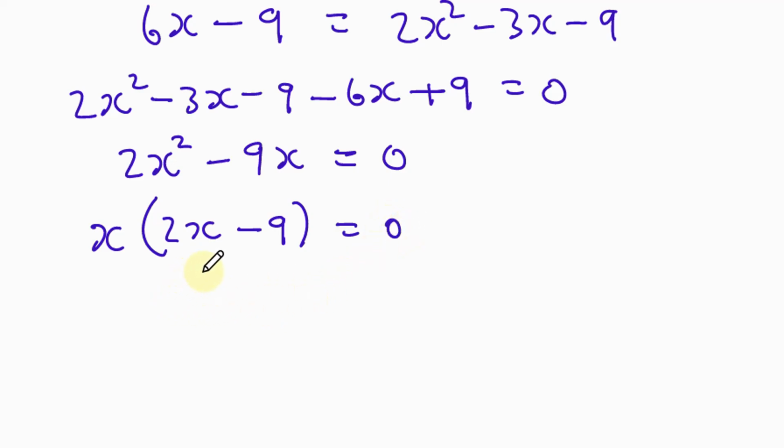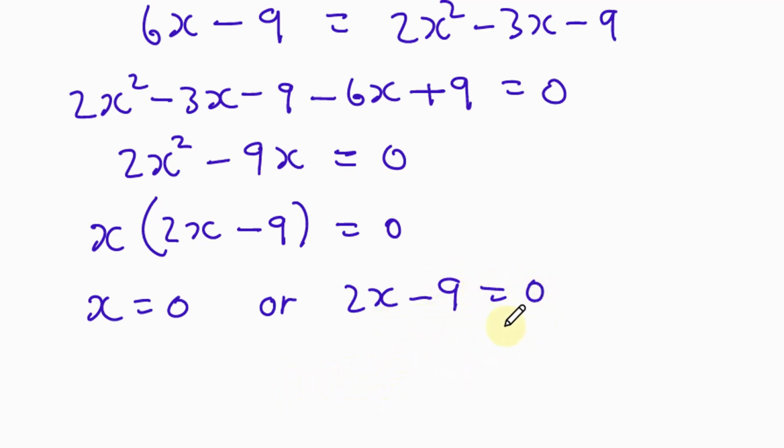Now we can use the zero product rule. So x equals 0, or 2x minus 9 equals 0. And solving for x here in the second equation, 2x will equal 9. And dividing both sides of the equation by 2, we get x equals 4.50. So our two answers then will be x is 0 or x is 4.50.